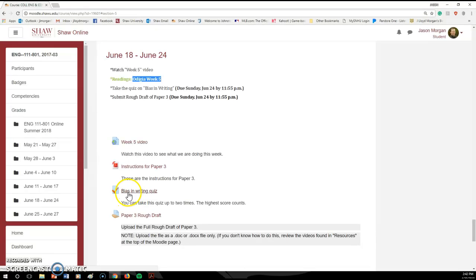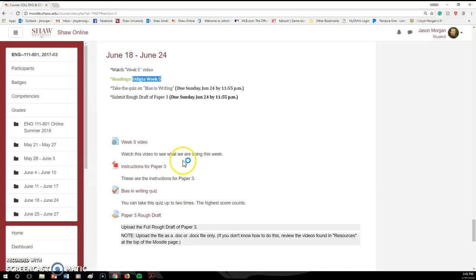So for bias in writing, all the information and answers you need are going to be found in the readings in Odigia. So read the readings and then take the quiz. The idea here is to help you recognize when you include bias or your own opinions in a research paper, which should not be there. You lose credibility by including bias in a paper that should not have bias.